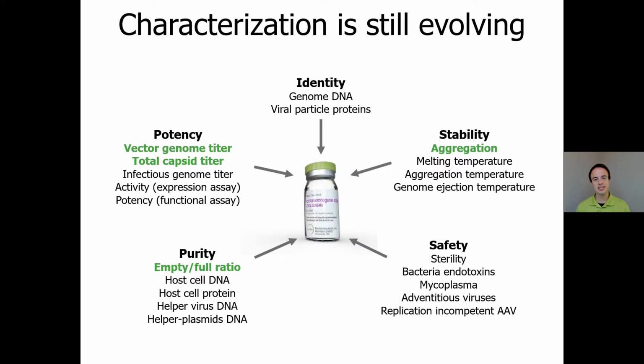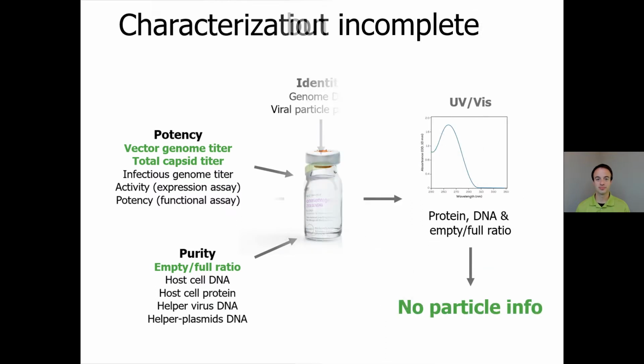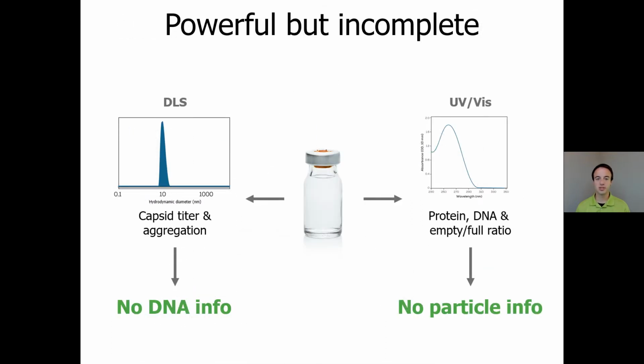For every one of these needs, there are many technologies trying to meet the need. Today I'll show you how Stunner can help address the needs shown in green. That's titers for full capsids and total capsids, empty full ratio, and if there's aggregation going on in an AAV sample. Let's focus in on two technologies, DLS and UV-Vis.